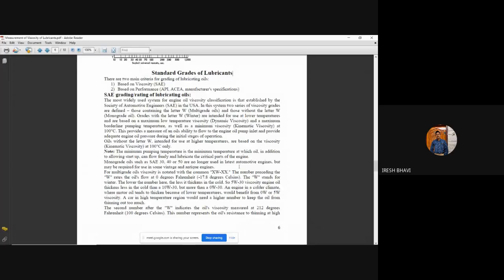Yeah. So there are two main criteria for grading of lubricating oils. The lubricating oils are graded by using two criteria, that is, two systems are there which are grading the lubricating oil, which are giving name to the lubricating oil. So one is SAE grading or SAE rating, where SAE, you know that it is Society of Automotive Engineers.